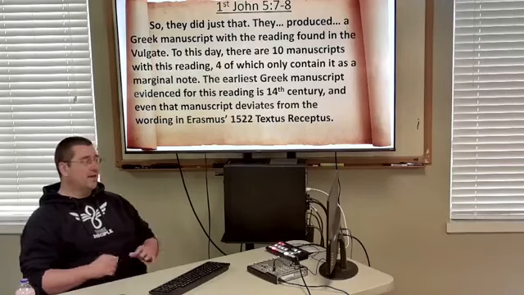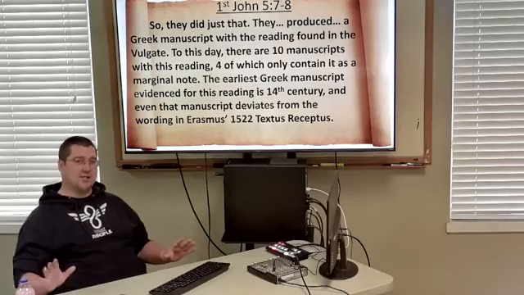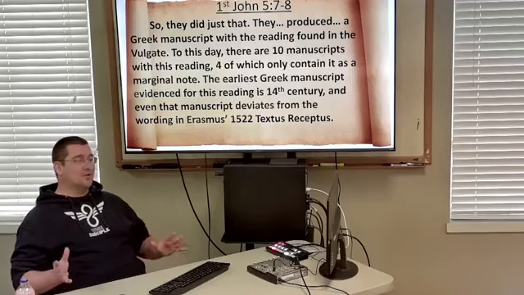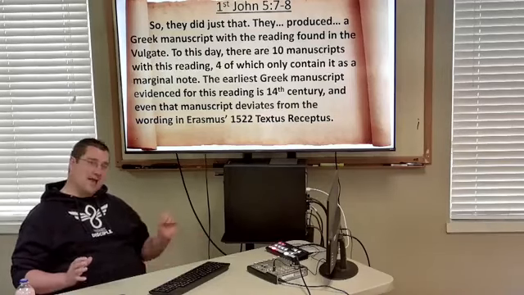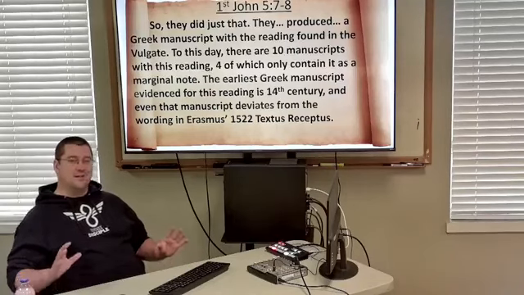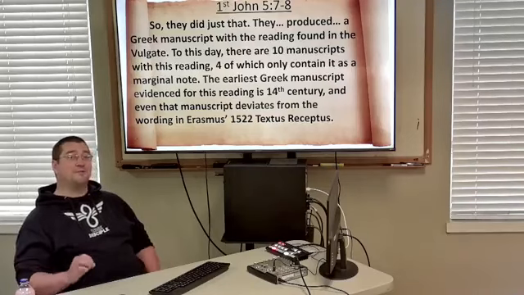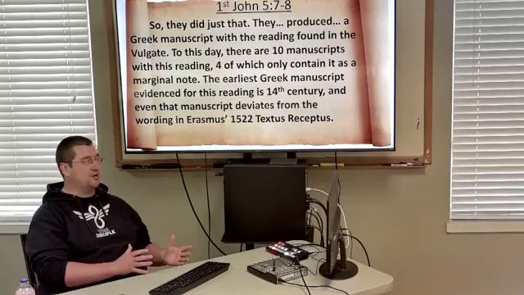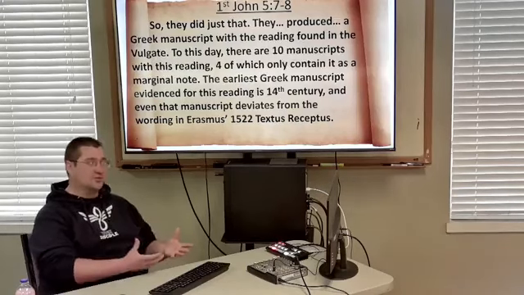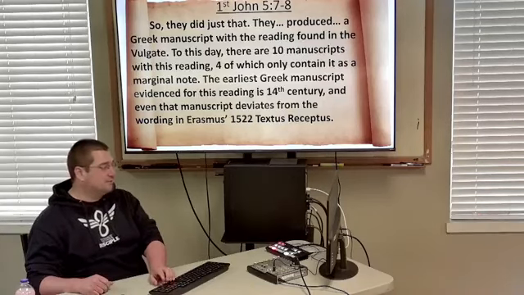Now the 14th century manuscript, Codex Montfortianus, isn't the one that Erasmus had. That's not the one that they had, quote unquote, produced for him. But we know this because the wording deviates in that manuscript from what Erasmus has in his TR. So the manuscript that Erasmus used, they actually date to the year 1520 because of the history. Scholars are pretty well convinced that they made it to order, that they literally produced this manuscript so that Erasmus would put it back into his Textus Receptus.